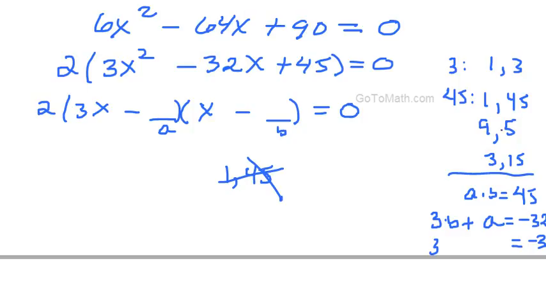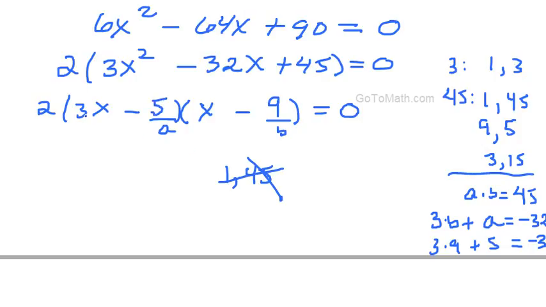What about 9 and 5? If this were a 9 and a 5, they'd both have to be negative, because a negative times a negative is a positive number. So 3 times 9 is 27, and 27 plus 5 is 32. Okay, I think we found it: B is negative 9, and A is negative 5.